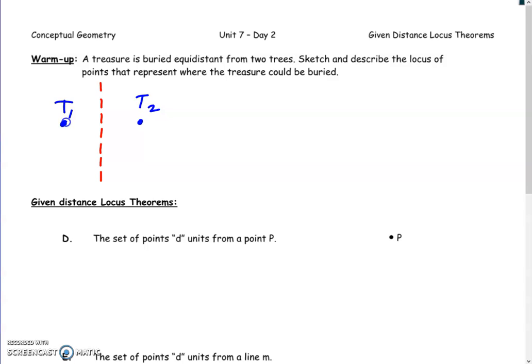Sketch and describe. Well, we just sketched. The description would be the perpendicular bisector of the segment T1, T2, but you don't have to worry about writing that out.